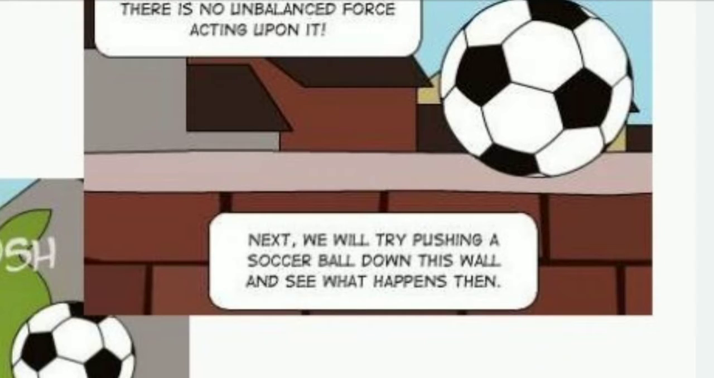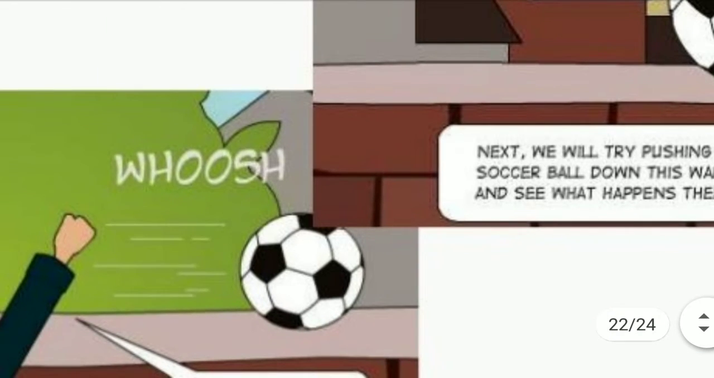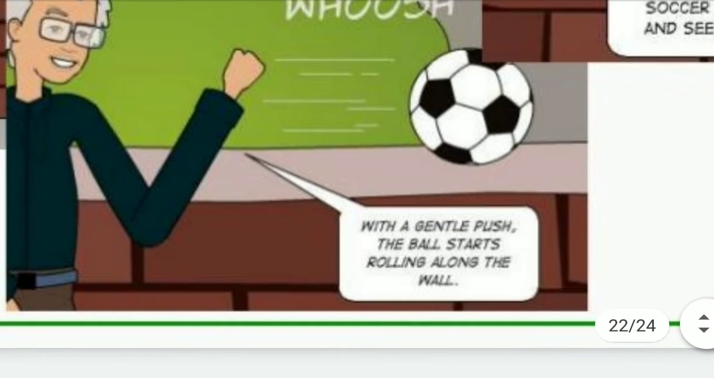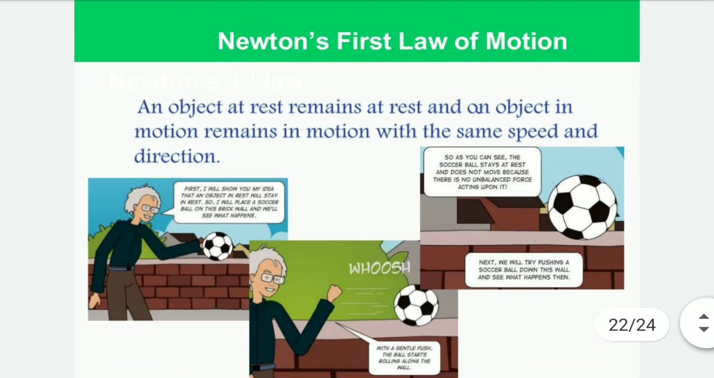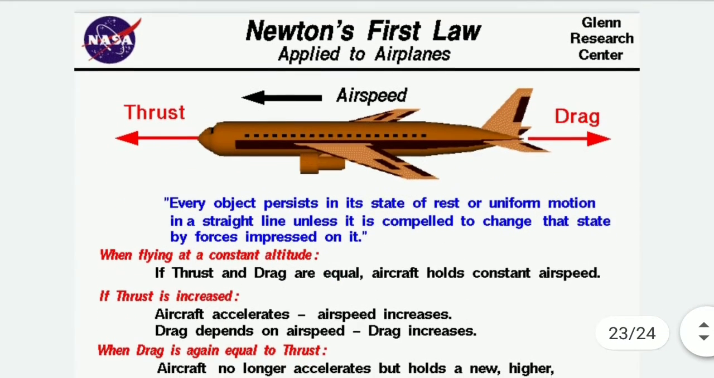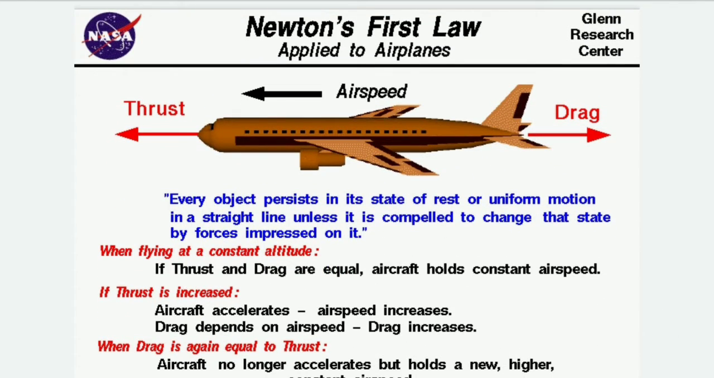Next, we will try pushing a saucer ball down this wall and see what happens. With a gentle push, the ball starts rolling along the wall. This is Newton's first law of motion. Again, you can see another example which is applied to an aeroplane.